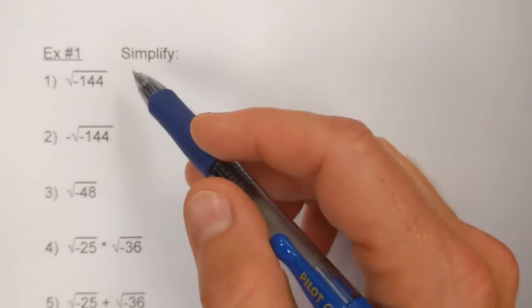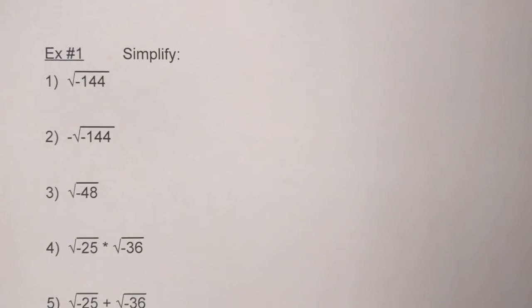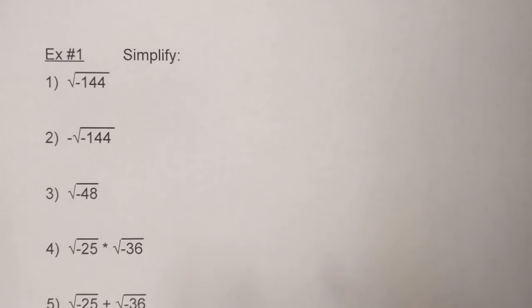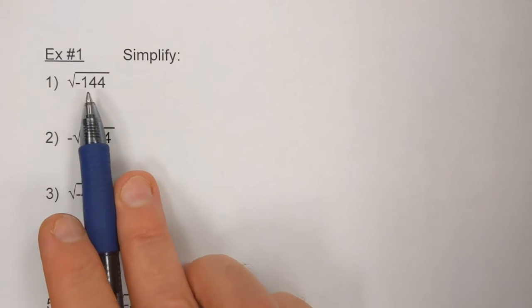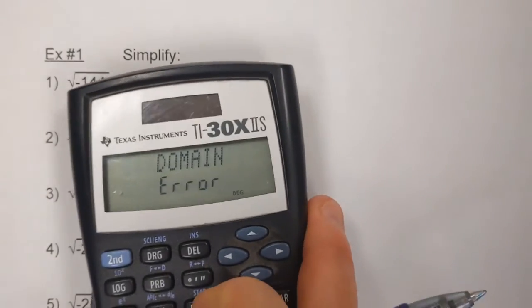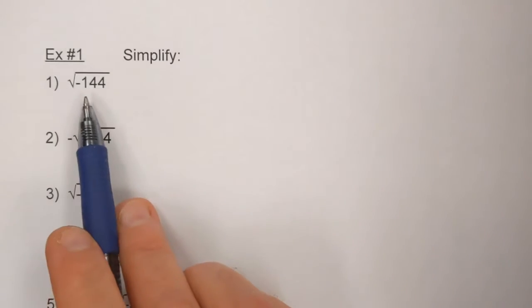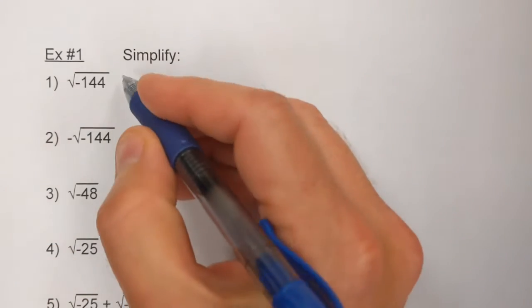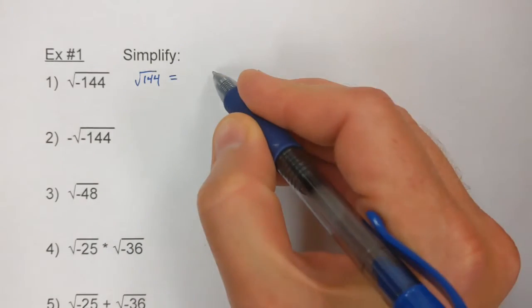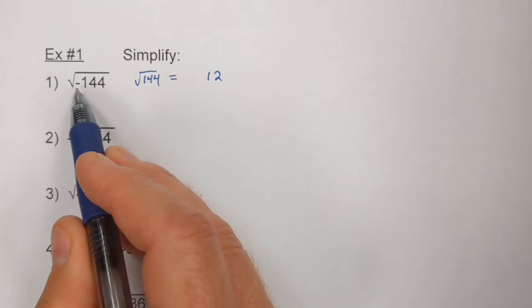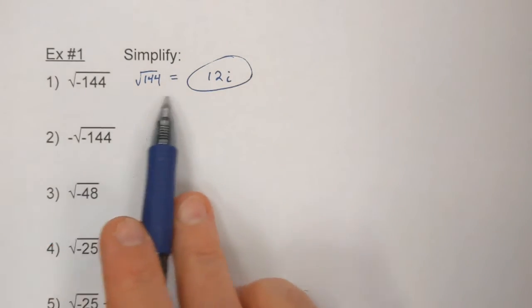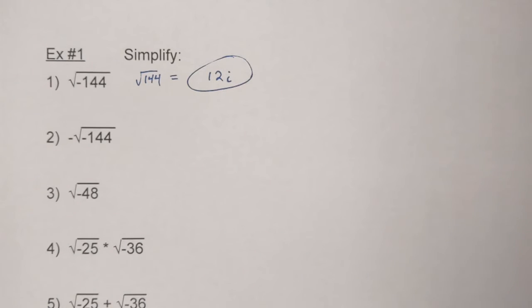So let's try to make this as practical as we possibly can. I know I is a bizarre thing, but let's get some concrete examples. Anytime you try to take the square root of a negative number, remember your calculator is not going to help you. It's going to give you an error. But anytime the negative sign is inside the square root sign, here's what we're going to do. We're going to take the square root of positive 144, which is 12, but then because of this negative sign, we're going to stick an I onto the end of my answer. The square root of negative 144 is 12I.